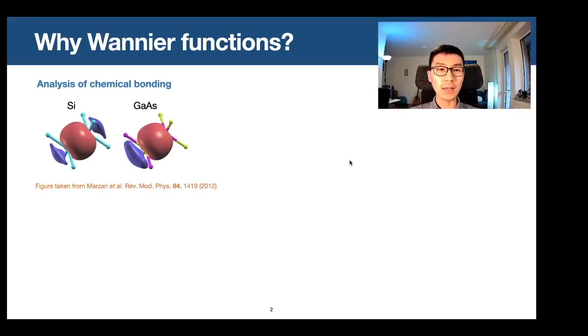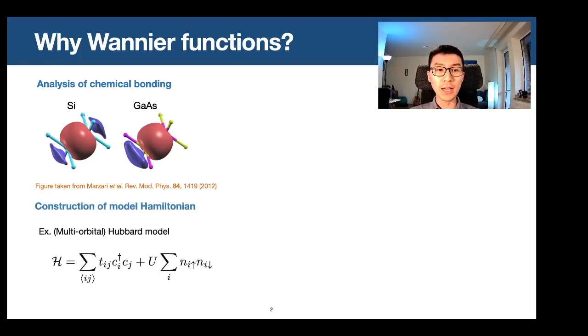We can analyze chemical bonding by using Wannier functions. In this example, they obtain sp3 type Wannier functions for silicon and gallium arsenide. And you can see here in gallium arsenide, the Wannier functions are more asymmetric because of inversion asymmetry in the crystal structure. So in this way, we can get some chemical insight into a solid state system.